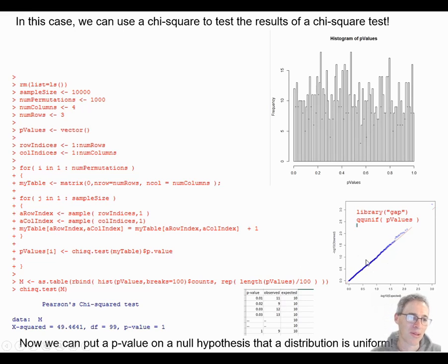And of course, if we just type QQ uniform on those p-values, this is the plot we get. But now we can put a p-value on the null hypothesis that this distribution is not uniform. And of course, it is uniform. So this is sort of nice. It shows you the flexibility of the chi-square test. If you have any expected distribution and observed distribution, you can use the chi-square test to ask whether the expected distribution is different from the observed distribution. So the chi-square test is a very useful test to have in your arsenal. It's an extremely flexible test.